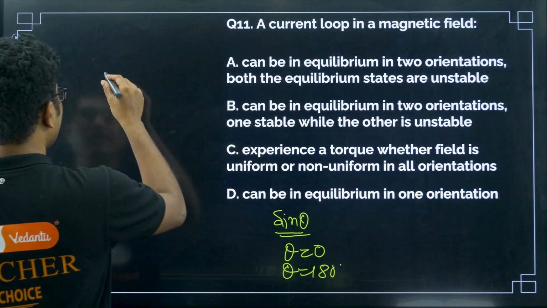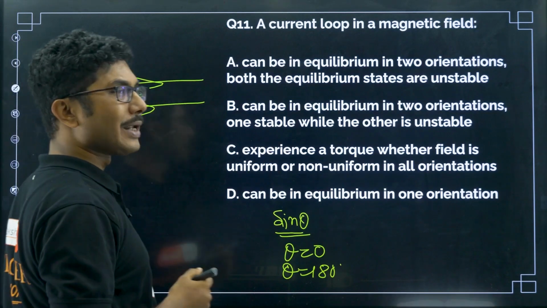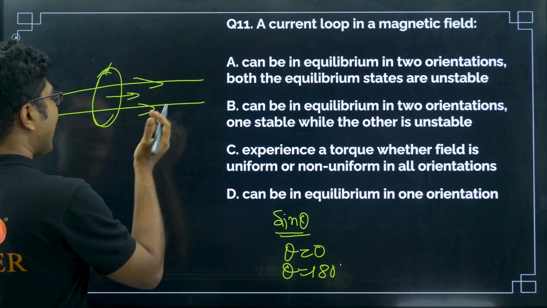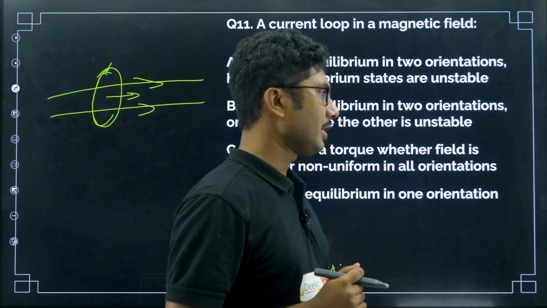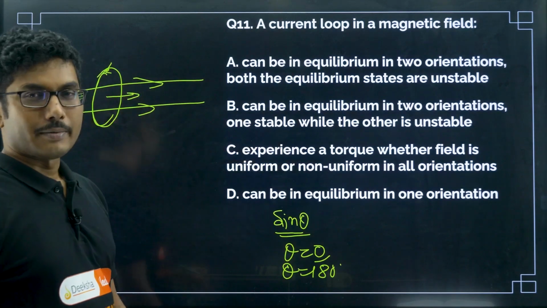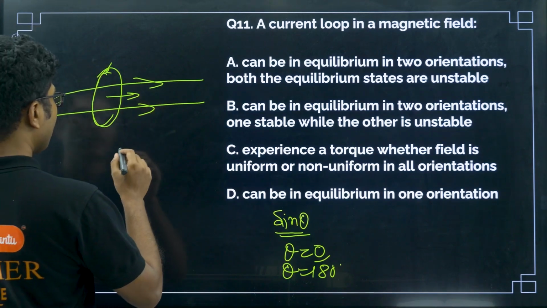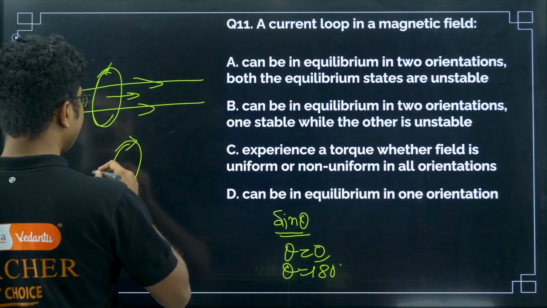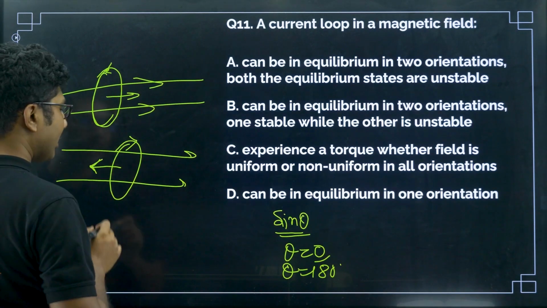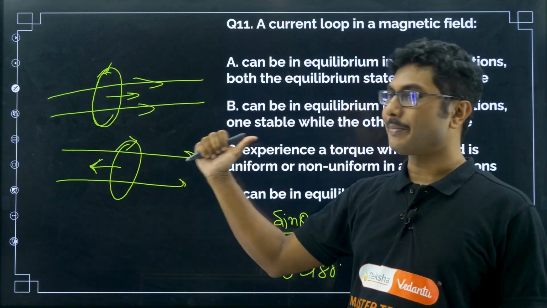Okay, so suppose I have a loop and there is a magnetic field. When the direction of the current carrying loop and the magnetic field are in the same direction, that is theta is 0. In this case, this is a stable equilibrium. Even if you rotate it by a slight amount, it will again come back to its original position. But if you keep the current in the opposite direction, then the magnetic moment or dipole moment of this loop is in this direction, whereas the magnetic field is in this direction.